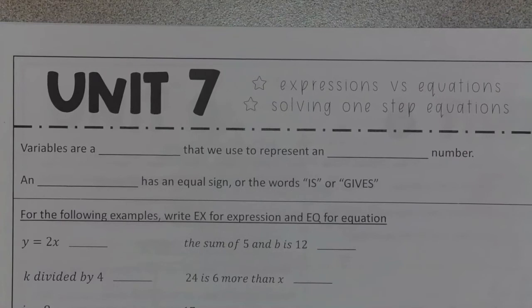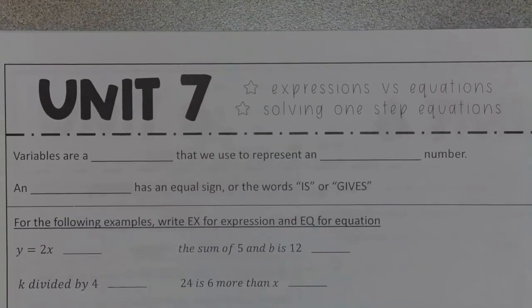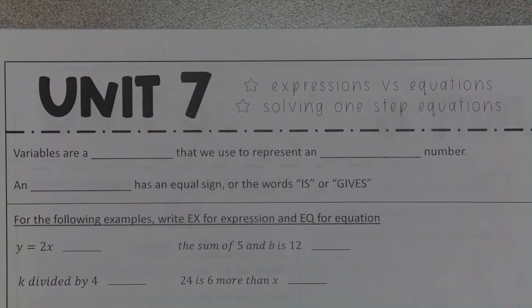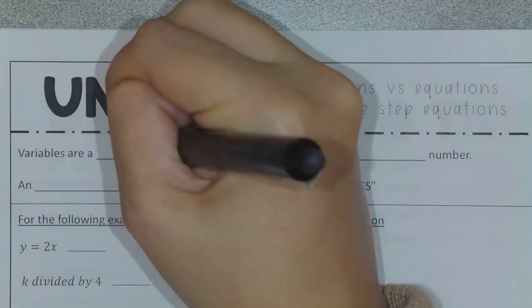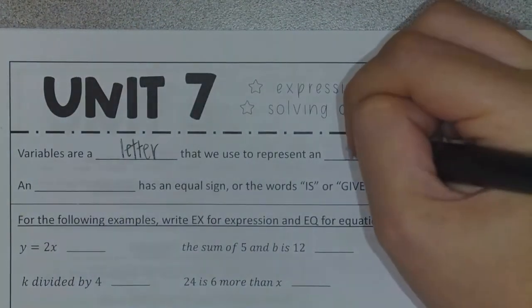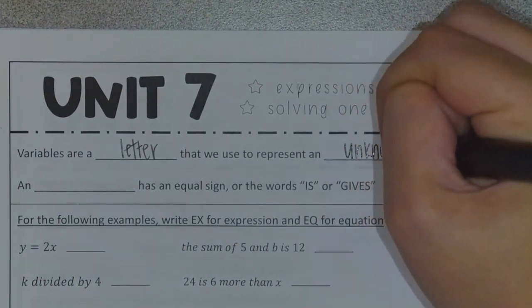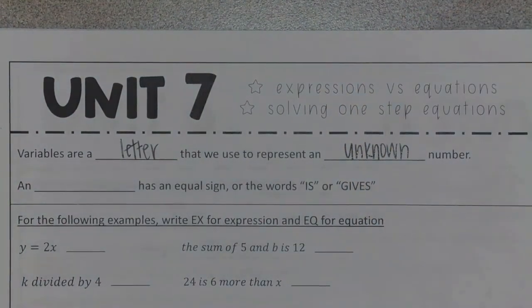All right, last one, Unit 7, we made it. Unit 7 was what we did right before we left for the winter holidays, and it was all about expressions versus equations and how we solve those one-step equations. So we started by talking about what is a variable. Variables are just a letter that we use in math to represent an unknown number. It could be like the letter X, the letter Y, the letter B, just something that's kind of plugging that hole of what we don't know.